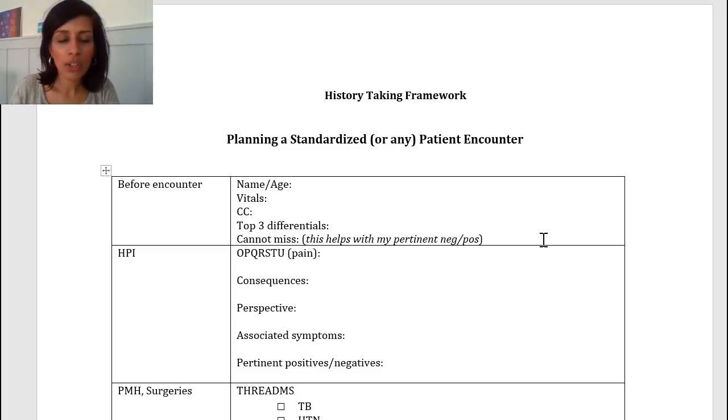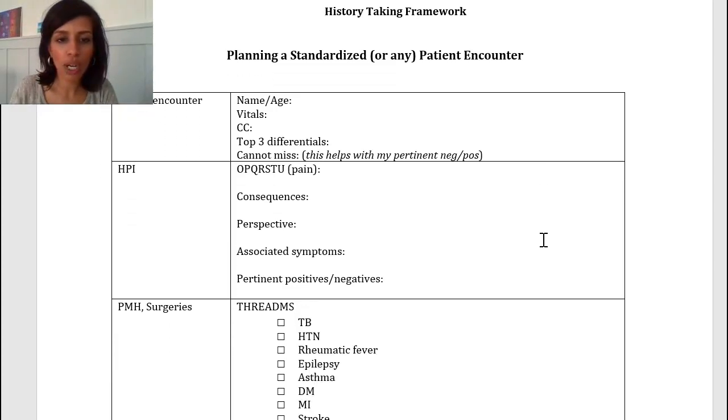Okay. So then I jot down some of the things I'm looking for in the HPI. So in a pain patient, I must remember to ask the QRST questions, always ask how this is affecting their life, and always ask what they think is going on.